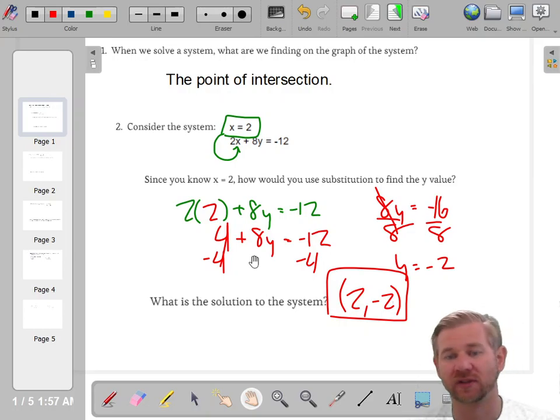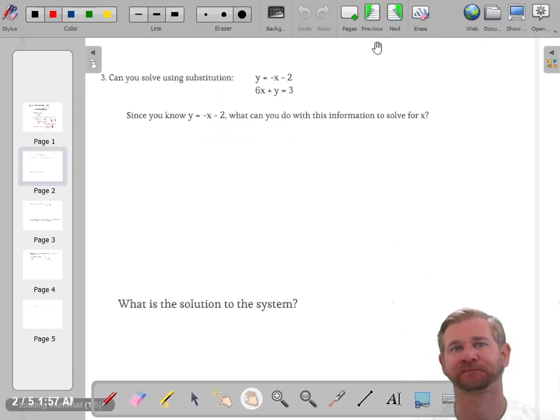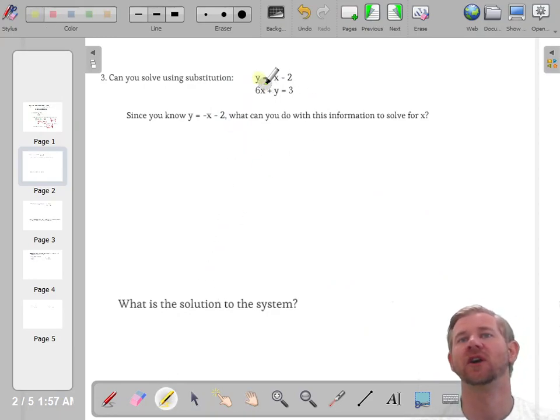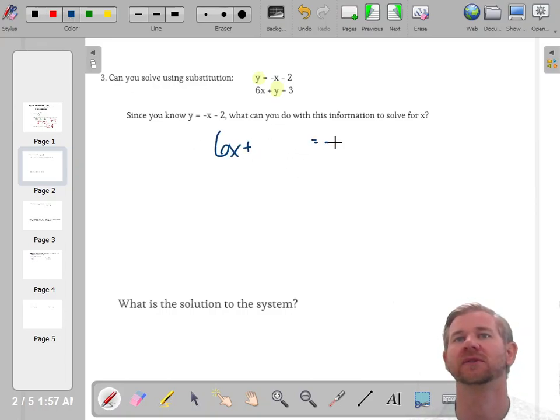The next ones we'll have to solve for x and then get y. So here it says, we know what y equals. If you know what y equals, you have a really nice, easy substitution to do, because in the other equation, I'm not going to write y anymore. I'm going to say 6x plus, not y, equals 3. Not negative 3, 3. Instead of writing y, I'm going to write what y equals, which is negative x minus 2.